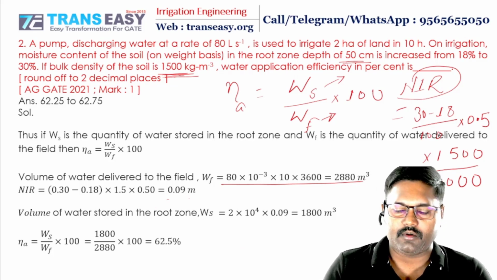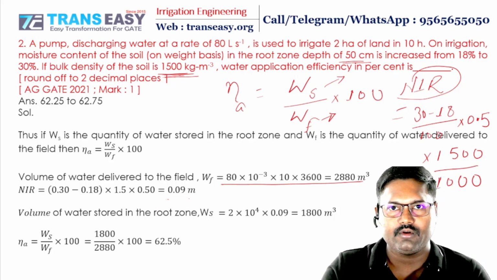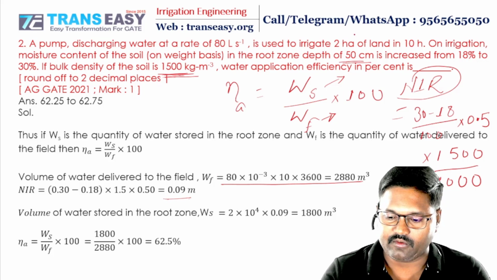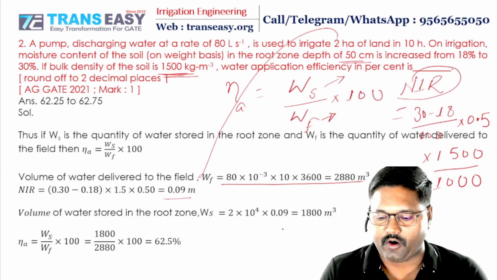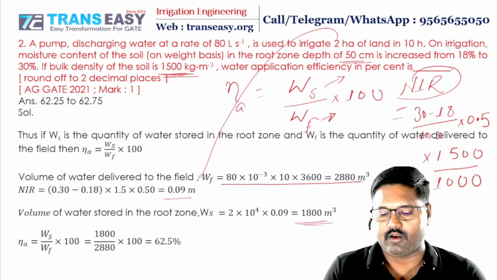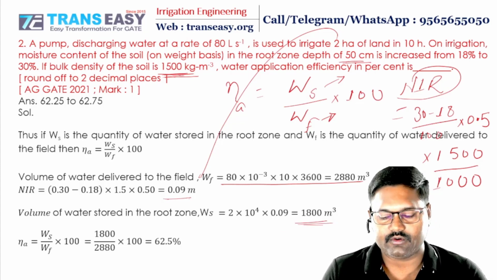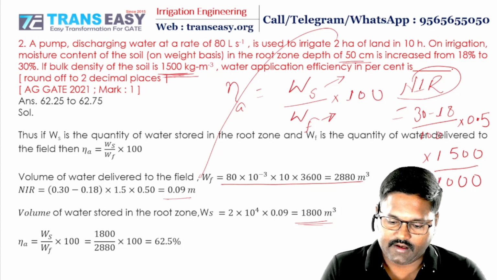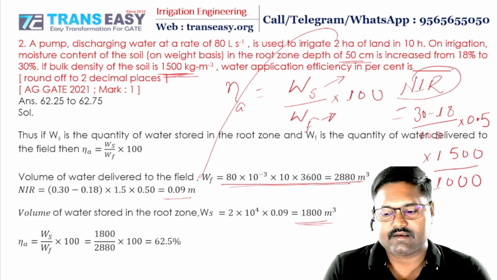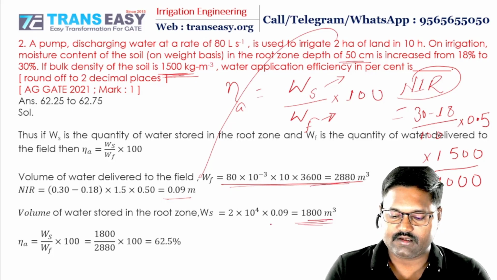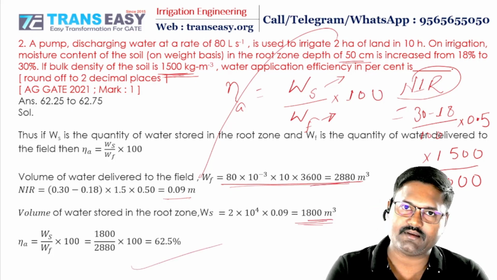right? So volume of the water stored in the root zone is this depth into area, 0.09 into 2 into 10 raised to the power 4. This is volume of water stored in the root zone, right? And delivered to the field is this. So this upon this into 100, this is application efficiency.